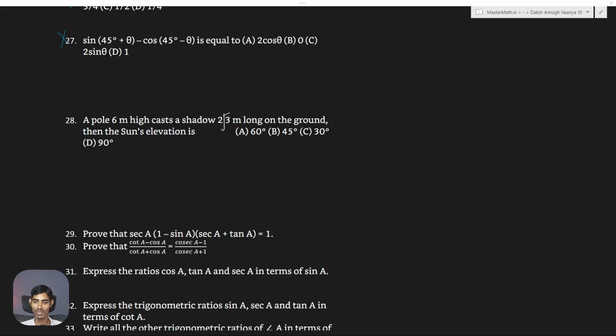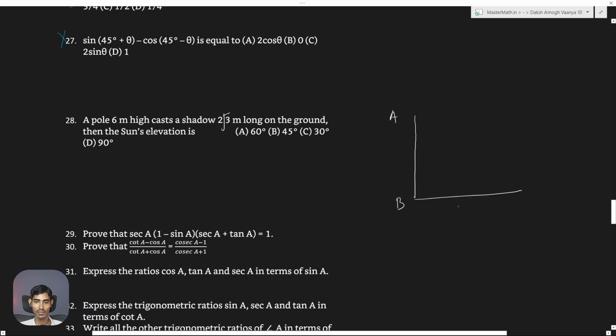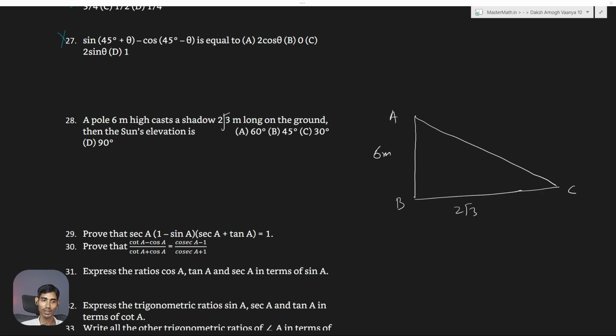Okay. What does the diagram look like? Sir, a pole, AB is the pole, and BC is 2 root 3. BC is 2 root 3. Okay, what else? Sir, AB is 6. And what else?